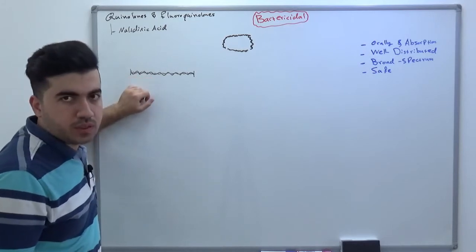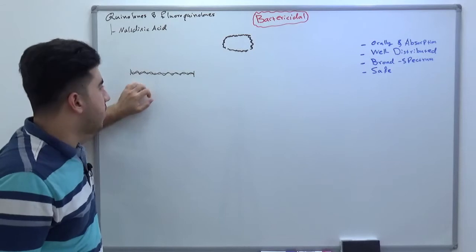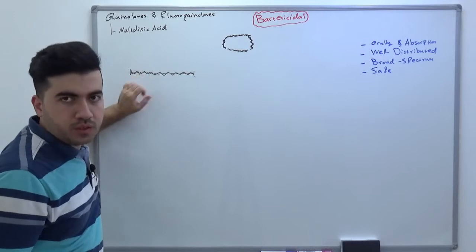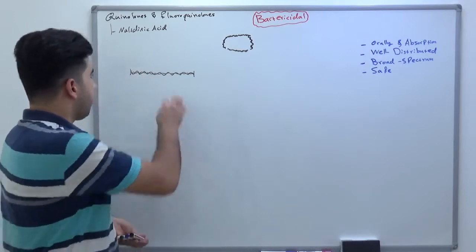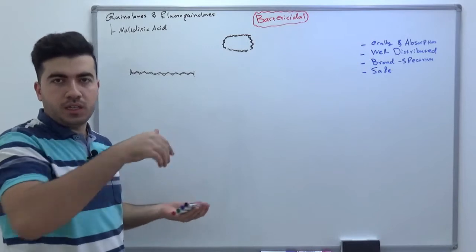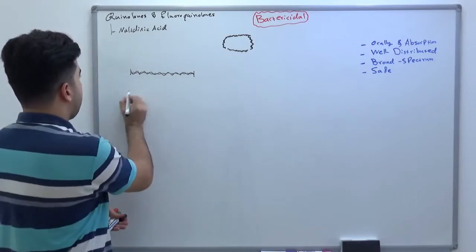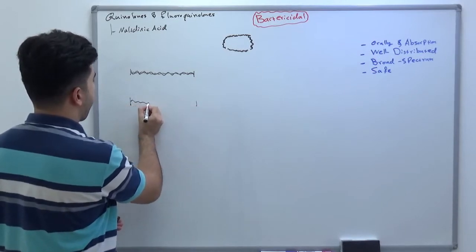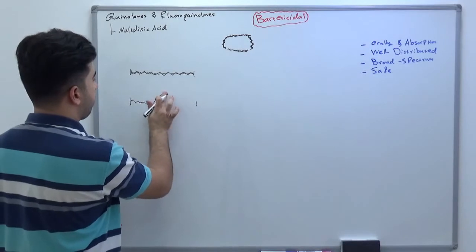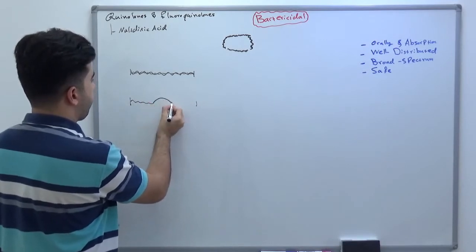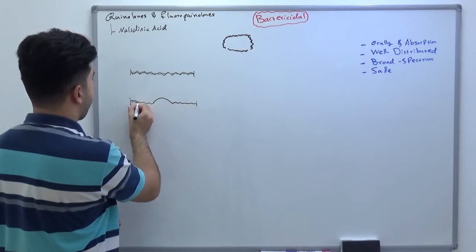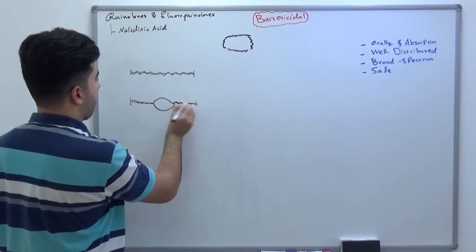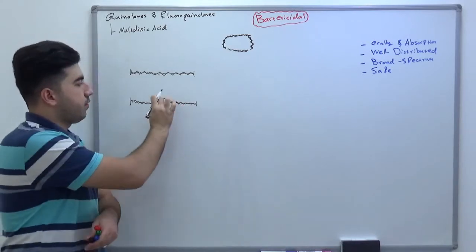For the replication purposes and division into two daughter cells, the bacteria first of all needs to replicate this DNA. So for the replication purposes or the transcription purposes, this double strand should be separated and make new copies, right? This double strand first of all should be separated.